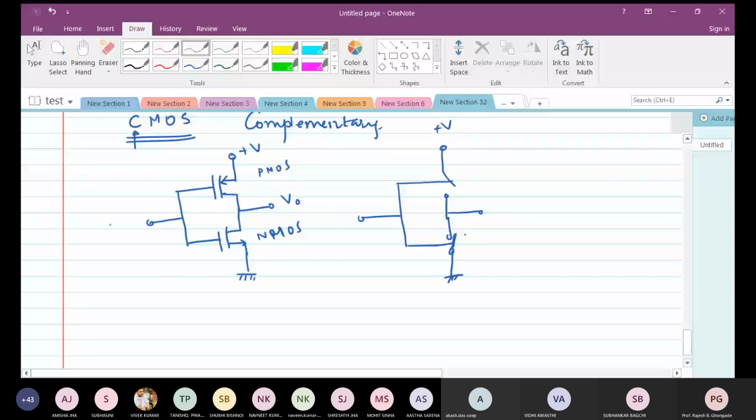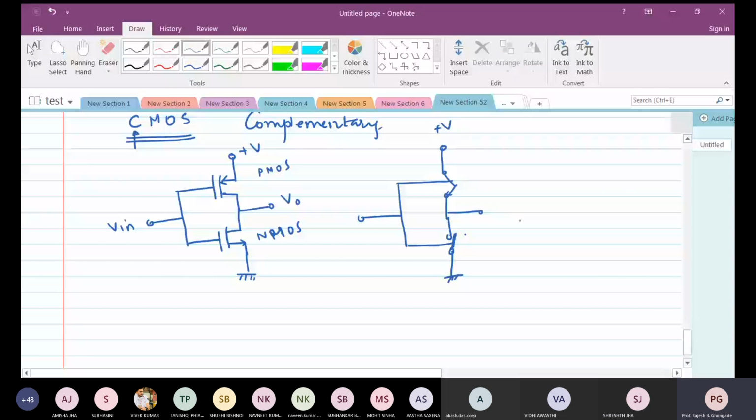Are you getting this, guys? Sir, it cannot be closed at the same time, PMOS and NMOS. Imagine this is the scenario. This is one switch, this is another switch. If you close both the switches, what will happen?